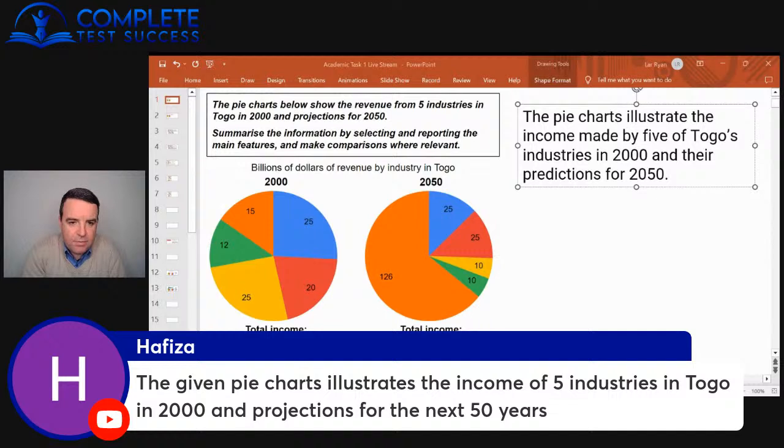Hafiza: the given pie charts illustrates, so that would have to be illustrate with no S, the income of 5 industries in Togo in 2000 and projections for the next 50 years. For the next 50 years? No, because the next 50 years makes it sound like every year for the next 50 years. So it's projections for after 50 years. So the next 50 and after is different in this context.